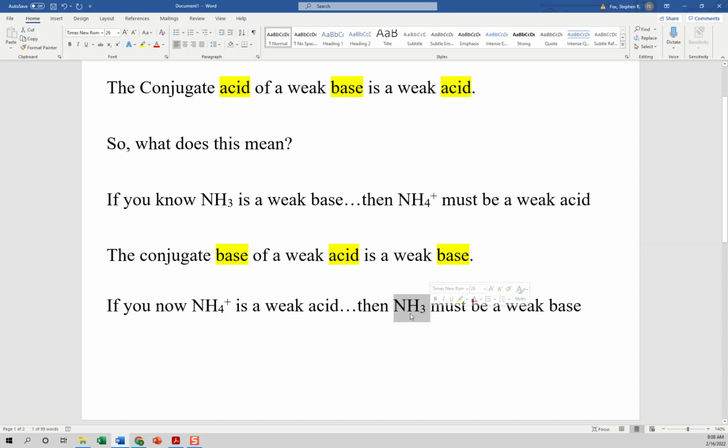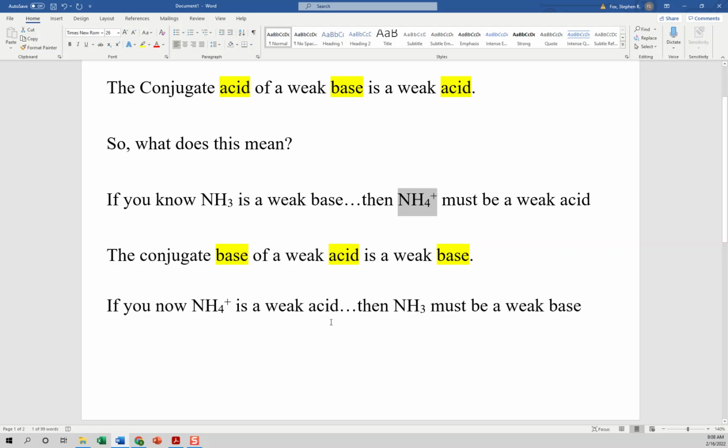All right? So, and again, it really doesn't matter, of the two things, of the pairs that you're comparing, which one you call the conjugate and which one you call the regular thing. We could say ammonium is an acid, and ammonia is its conjugate base. Or we could say ammonia is a base and ammonium is its conjugate acid. It really doesn't matter. That word conjugate doesn't matter. It's just, do you have acid-base pairs? And we need to know if they're weak. If they're weak, they're both weak.